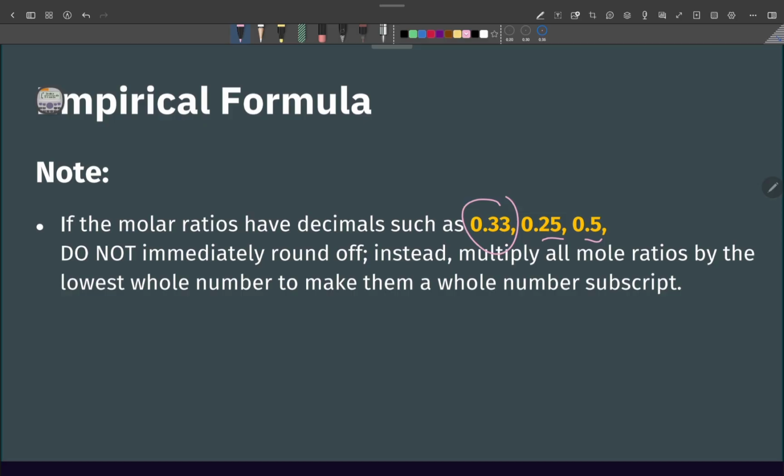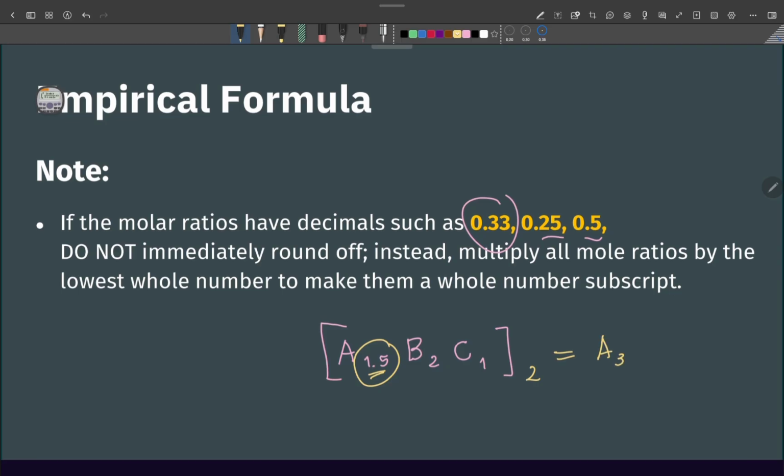Example, let's just have A sub 1.5, B sub 2, C sub 1. Okay, so with that, you have to multiply this. You don't round this off to 2. Okay, you multiply the entire equation by 2. So the empirical formula will be A3, B4, C2. And this is correct. Okay, so if you write A2, B2, C, this is wrong.